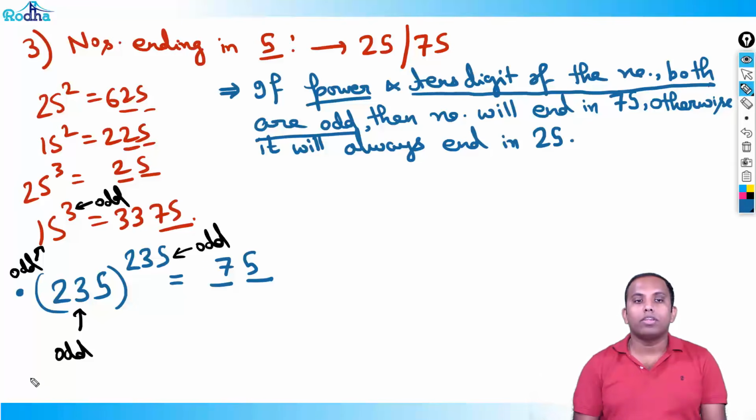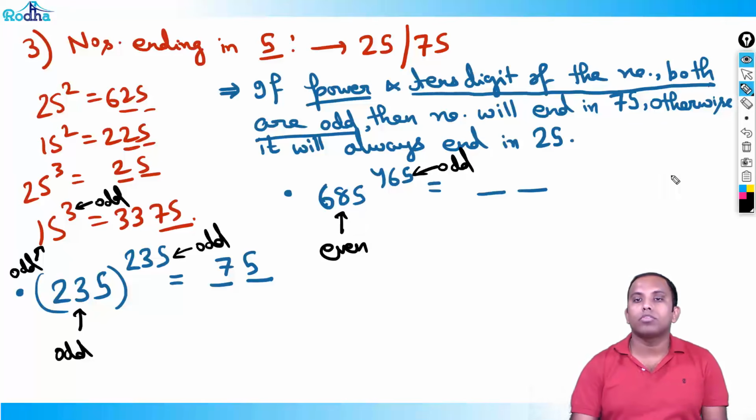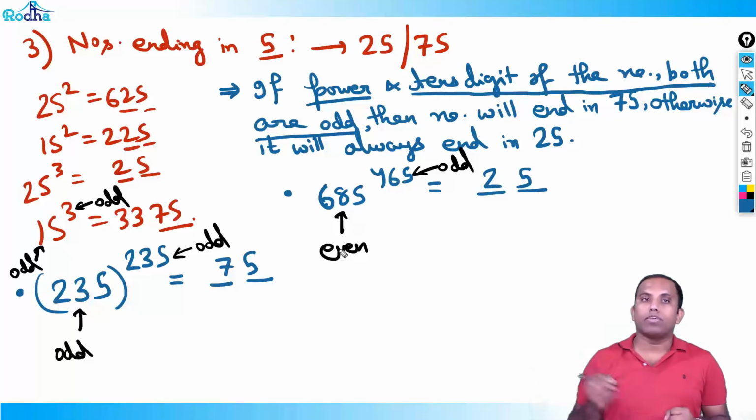Okay. Now another one. Let's say 685 power 465. What is the last two digits here? So last two is what you see. Power is odd, but the tens digit is even. In this case, what is the answer? So the answer in this case would be 25, right? If both are odd, then it is ending in 75. Otherwise, it will always end in 25.